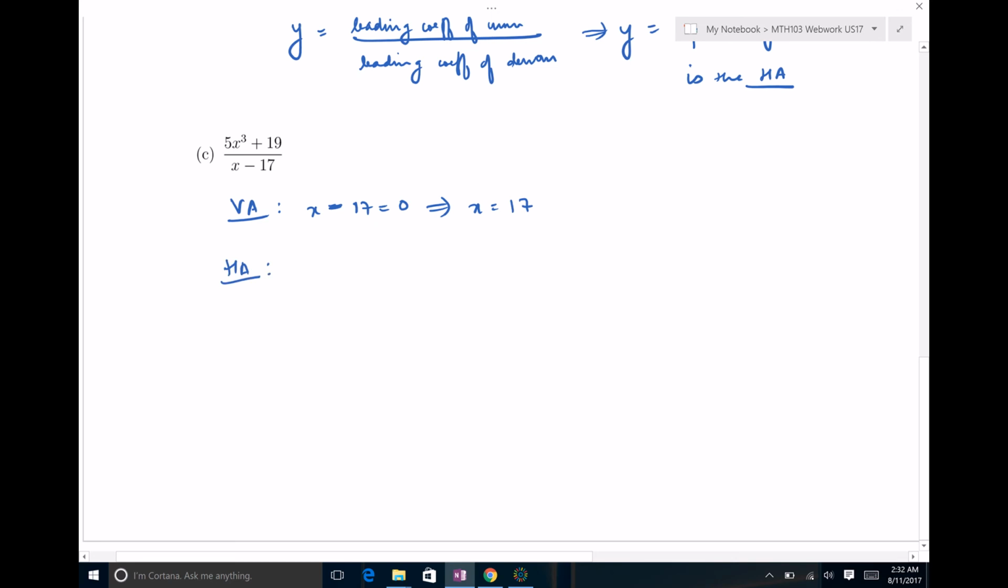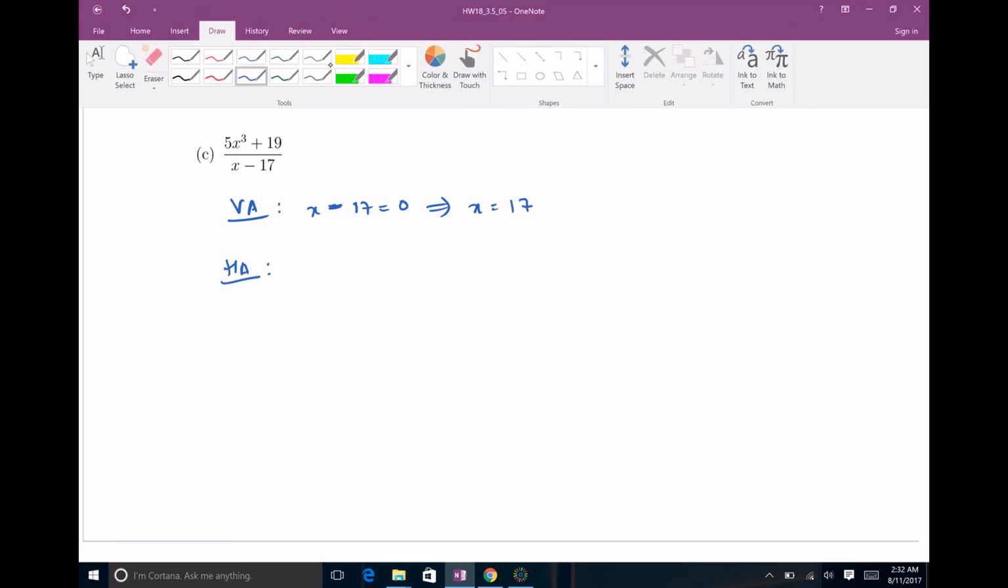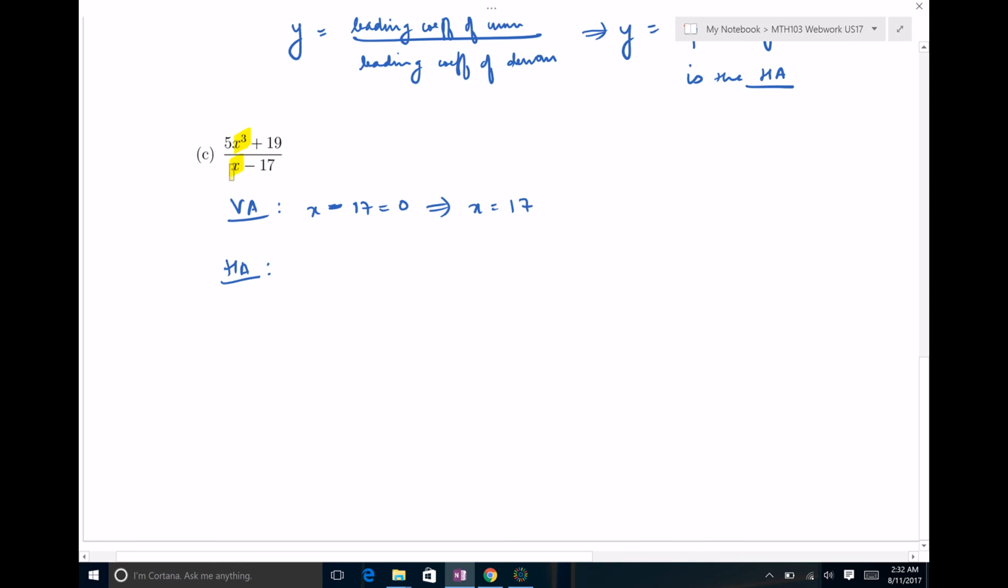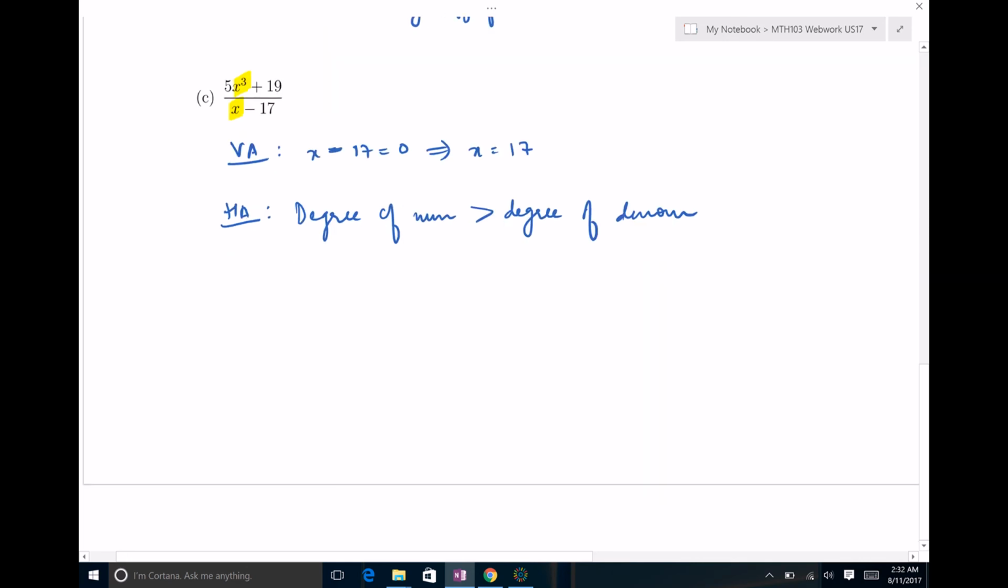As for the horizontal asymptote, once again we look at the degrees of the numerator and denominator. You see that the degree of the numerator is 3 and that of the denominator is 1. So in this case, the degree of the numerator is greater than the degree of the denominator. If the degree of the numerator is greater than the degree of the denominator, this means that there is no horizontal asymptote. So if the degree on top is greater than the degree on the bottom, then there's no horizontal asymptote.